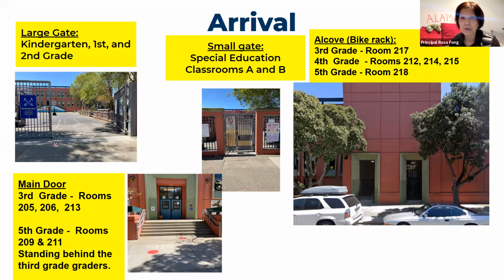Arriving 1 week later will be the 3rd, 4th, and 5th grade. Those are the specific classrooms that we have designated in what we call the bike rack area, formerly called the alcove area. And then on the lower left hand, we have the main door. The main door, again, is for designated 3rd grade classrooms and our 5th grade.